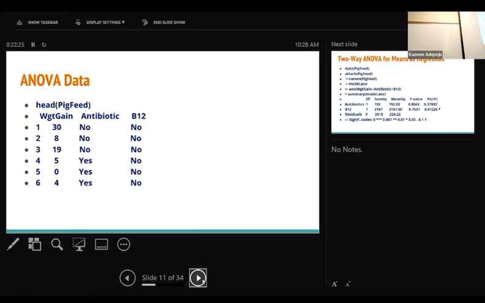Antibiotic is either you use antibiotic or not, yes or no. B12, yes or no. Each of the factors has 2 levels. The 2 categorical factors that we have here, each of them has 2 levels. Now, do you know that when you have a data set like this, as an analyst, 2 things are going to come into your mind.